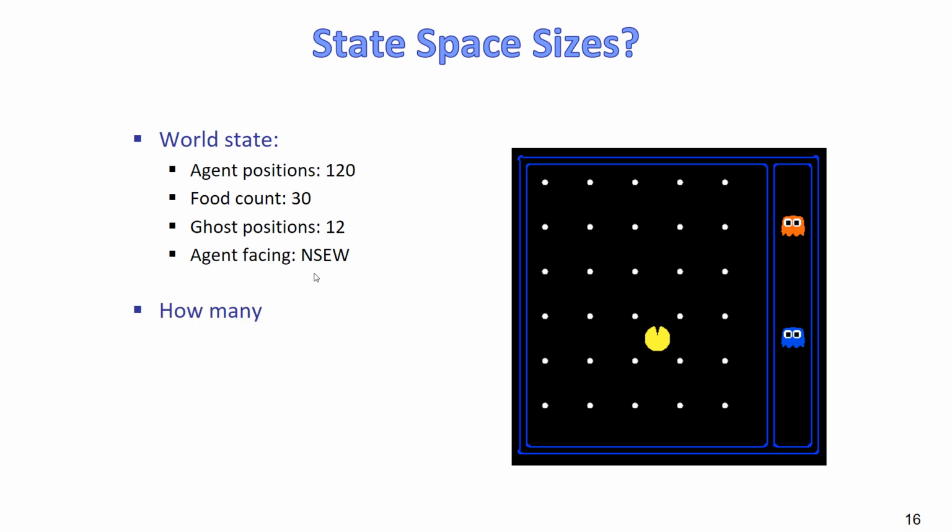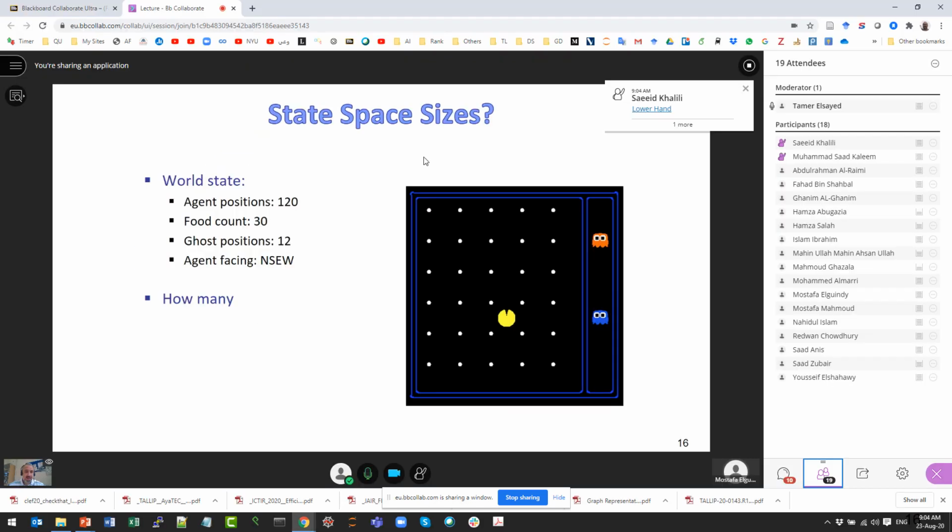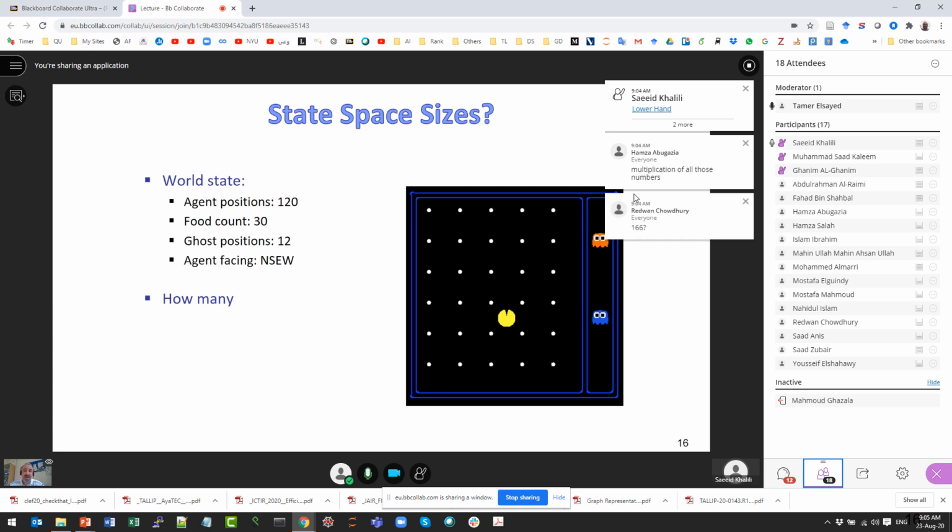If I asked you how many states we have in this world, what do you think? How many states do we have? Saeed? 120. Only 120? 120 states only? So that's only the agent. That's the Pac-Man only, right? But we are talking here about the entire state. The entire world. The ghosts' positions as well? Yes, we are talking about the entire world now. We don't have even any problem yet.